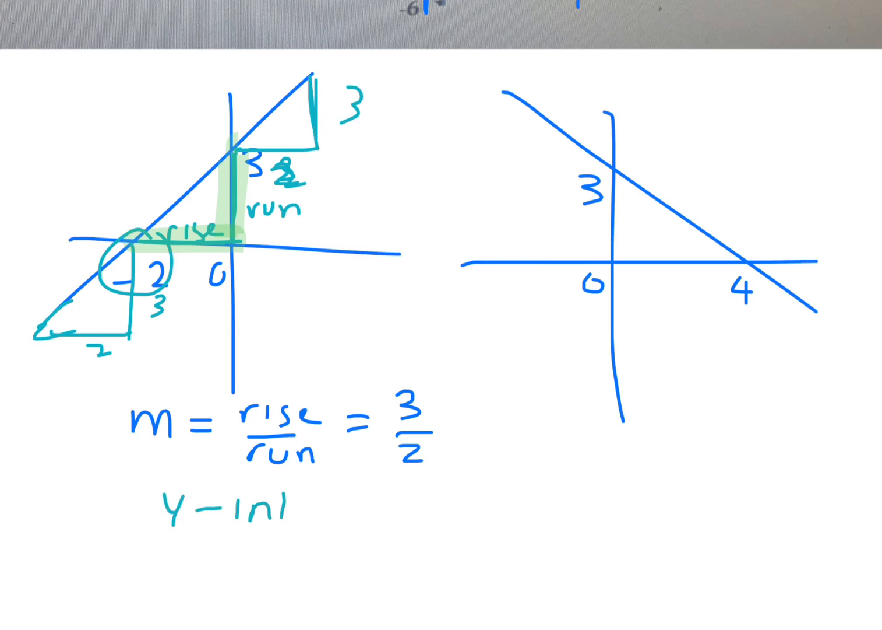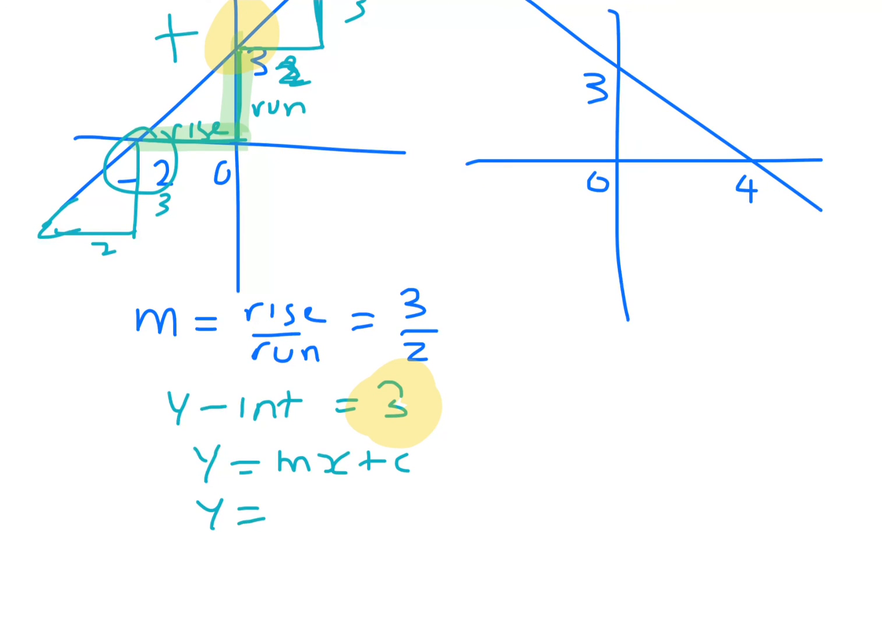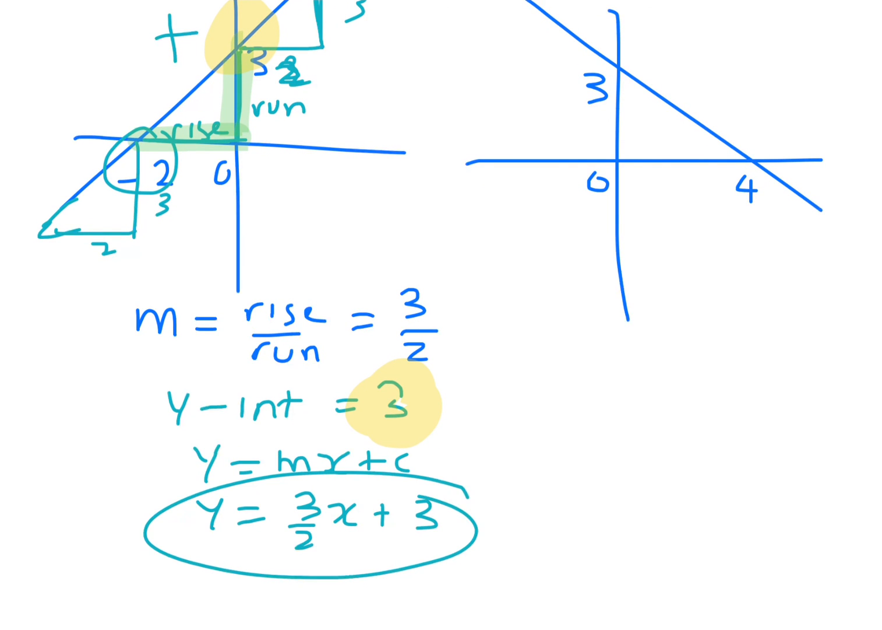The y-intercept is equal to 3, because that there is where it actually intersects the y-axis. So that will be 3. This is also a positive slope. So it's y equals mx plus c, which means it'll be y equals 3 on 2x plus 3.